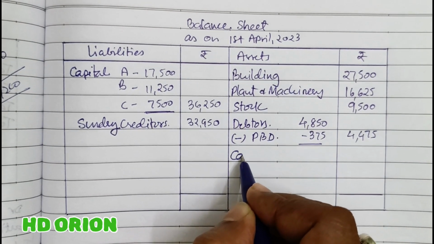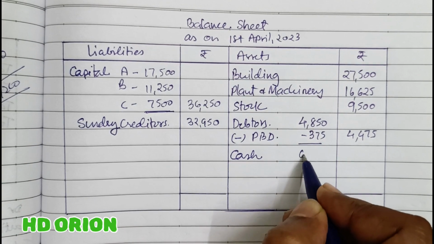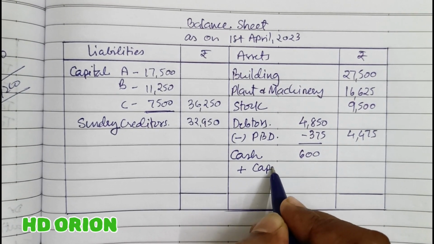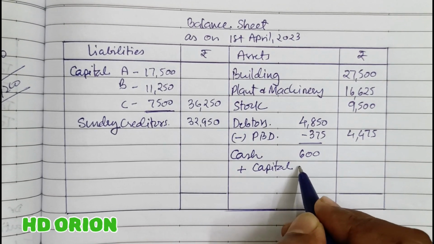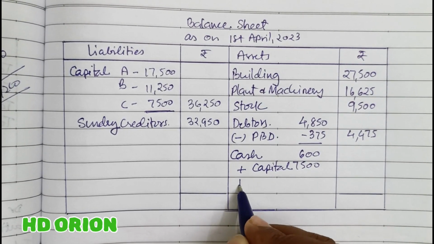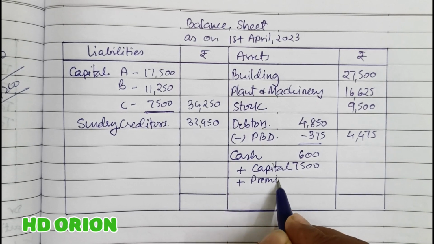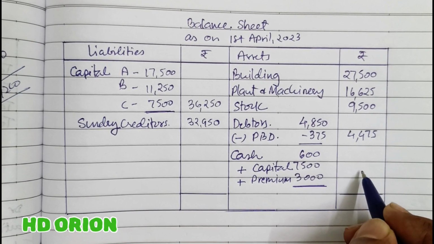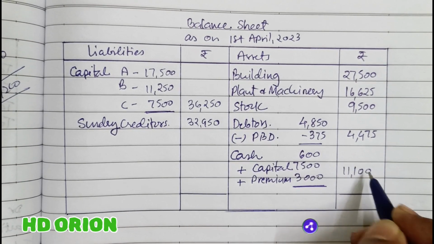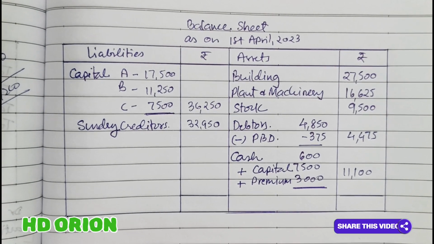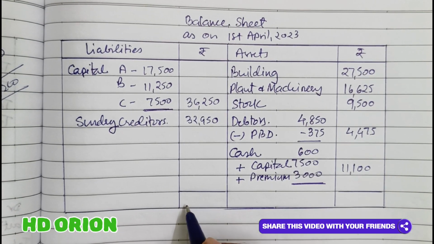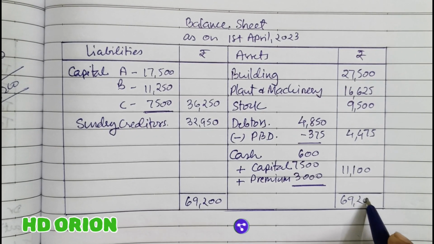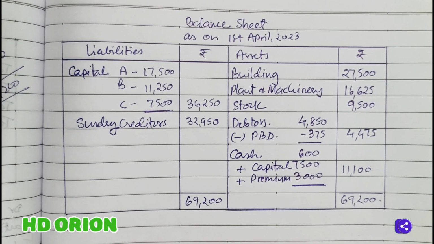Then comes cash and bank, and there was 600 rupees opening balance, plus capital brought by C, which is 7,500, plus premium for goodwill brought by new partner C, which is 3,000. The grand total of which is 11,100. Now the grand total of the balance sheet is 69,200 on both the sides. So this is how the balance sheet is to be prepared.